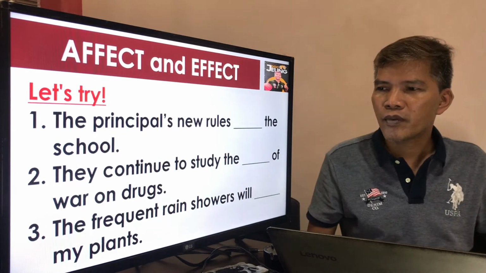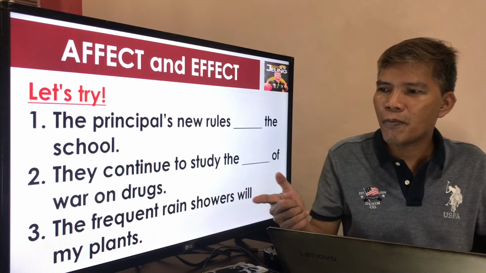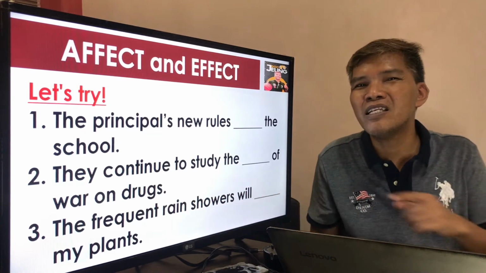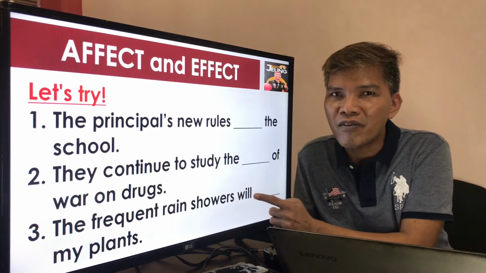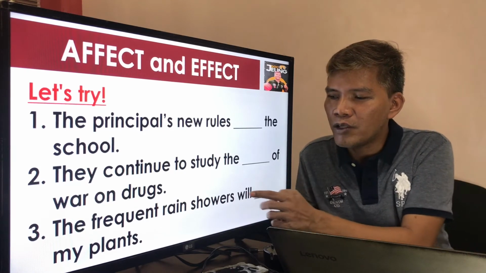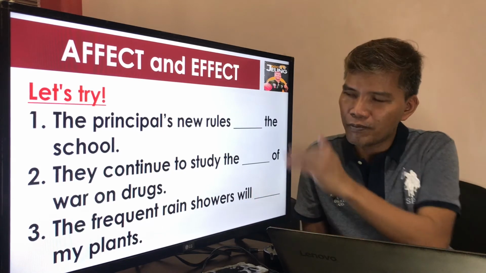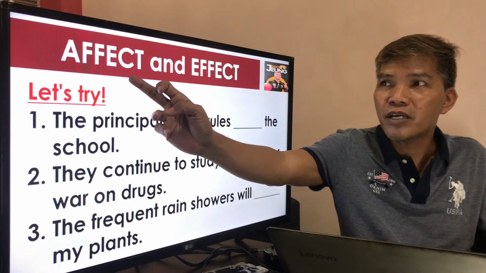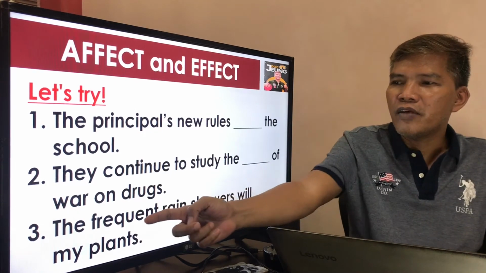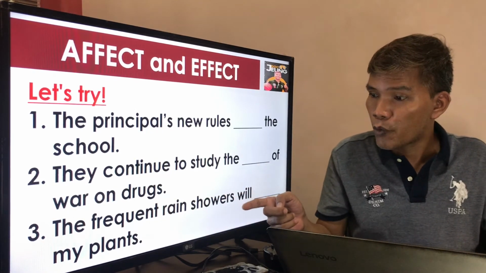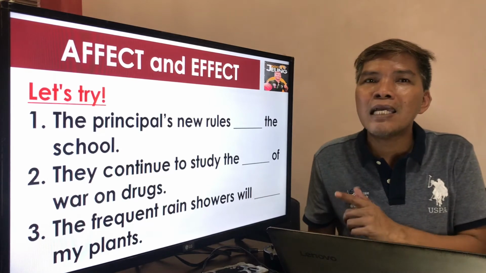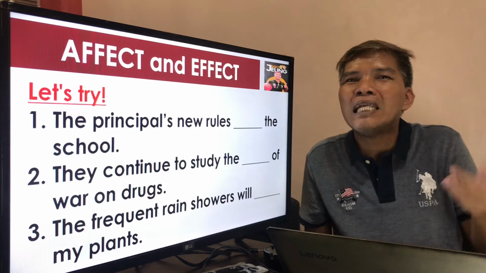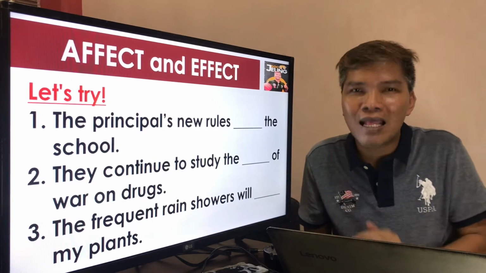Number three, the frequent rain showers will blank my plants. Okay, what's our subject? Rain showers. We have our verb, but this is an auxiliary or helping verb. We need the main verb in order to complete its meaning. Between the two, affect is the verb, therefore we'll use affect. The frequent rain showers will affect my plants. It means will influence something, will have an impact on my plants.